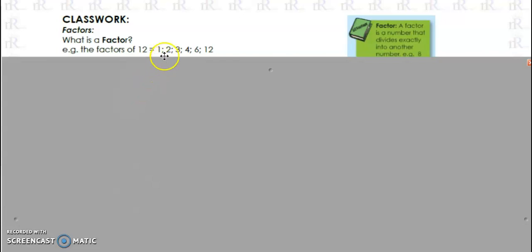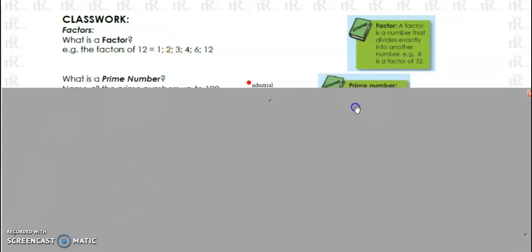So you will always see that there's a pair. So 1 and 12 go together, the 2 and the 6 go together, and 3 and 4 go together. We move on to the next one.